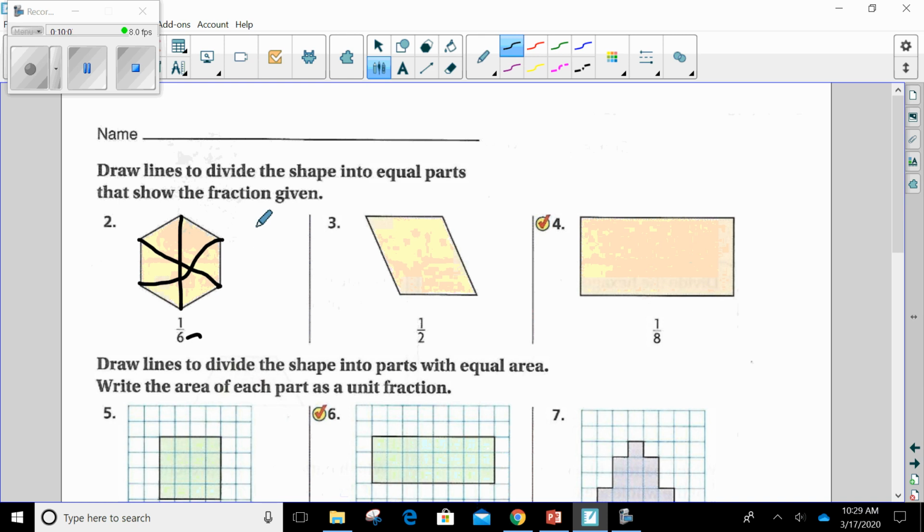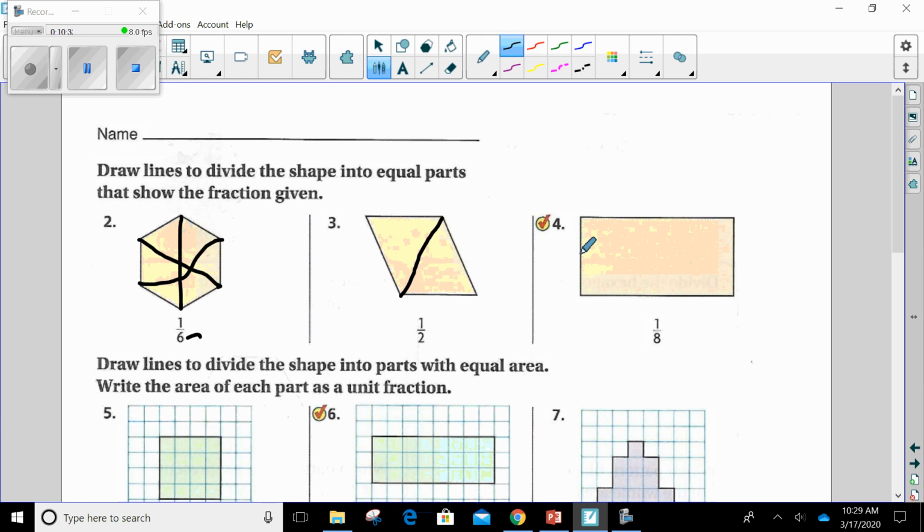Okay. All right. Now we're going to be doing 1/2. I'm going to go from this corner down to this corner. If I folded this over, and this was a straight line, it would be the exact same area. Okay.